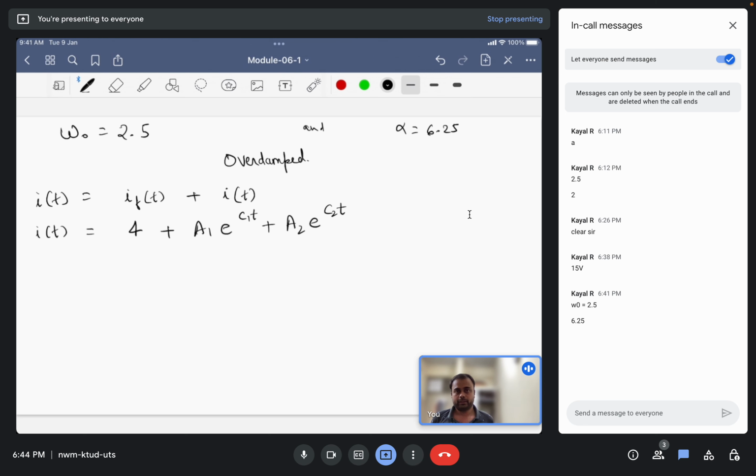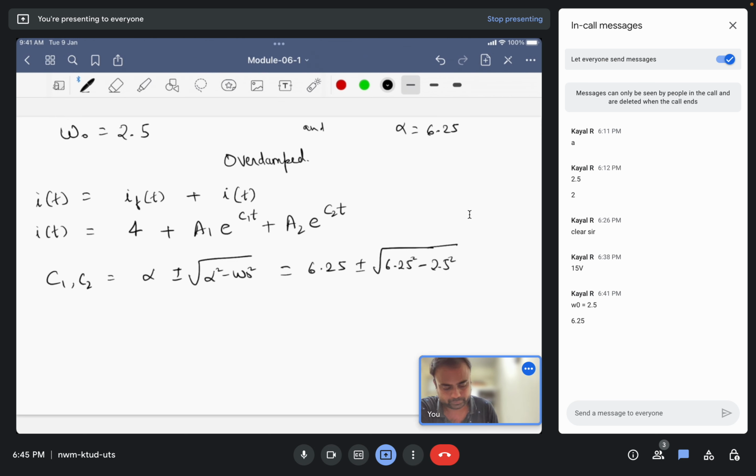Now again we have to repeat the same process. First of all, we'll find the roots C1 and C2. So C1 and C2 are given by alpha plus minus square root of alpha square minus omega naught square. So just substitute the values. Alpha is 6.25 plus minus square root of 6.25 squared minus omega naught 2.5 squared. So please tell me the value for C1, C2, the constants.